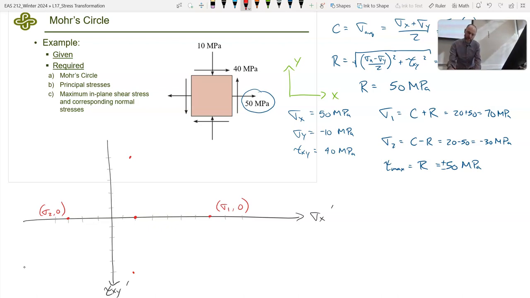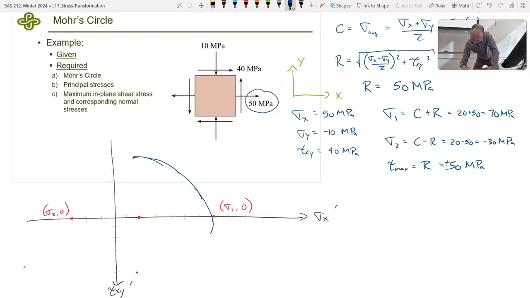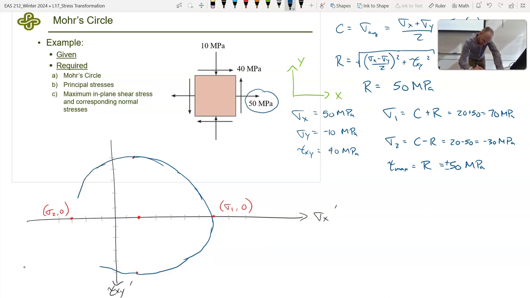So those are kind of like my 5 data points there. I don't know that I did that perfectly to scale, but then I would try and sketch in my best circle. Well, let me try a little better than that. Looks more egg-shaped, but I'm not the best artist here. A more accurate plotting would be a nice perfect circle. But hopefully that's good enough to get the point there.